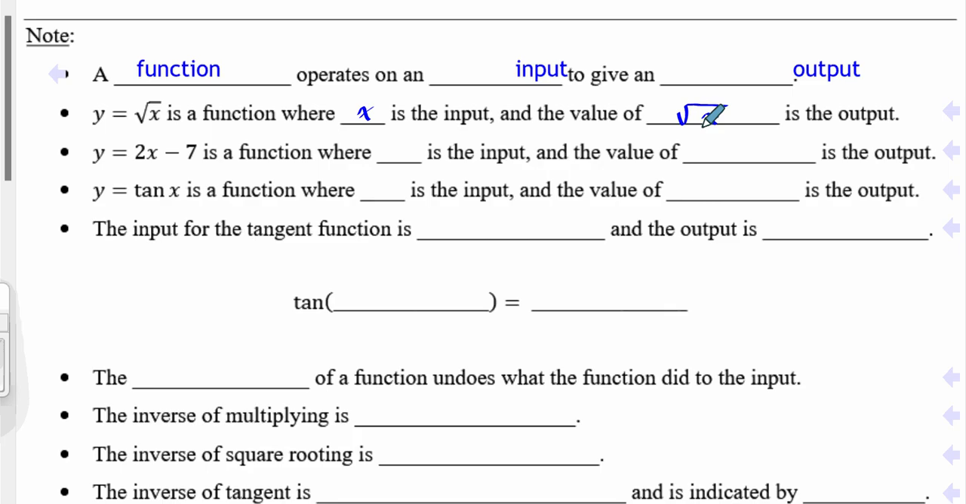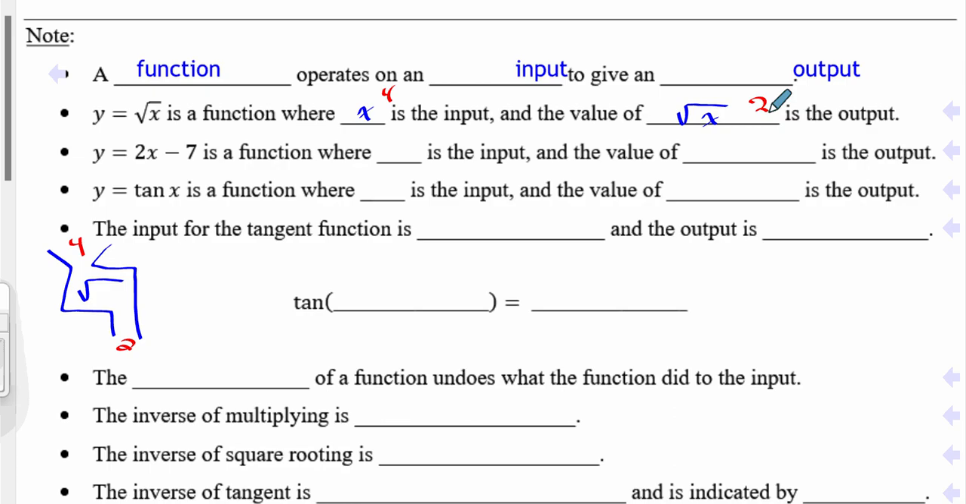So for example, if that were my function, and here's my function machine, so this is square root. If I stick a 4 in the top, what am I going to get out the bottom? 2. There we go. Okay, so we'd say if 4 was my input, then 2 would be my output. If 16 was my input, what would my output be? 4. There you go. You get the idea.